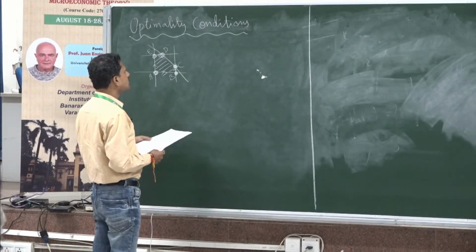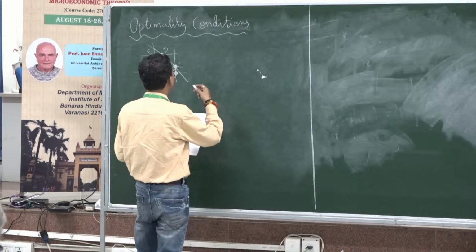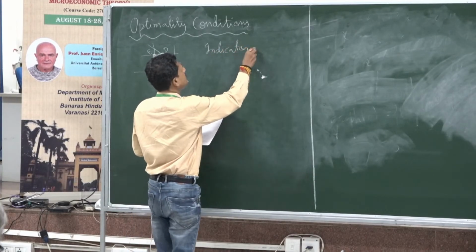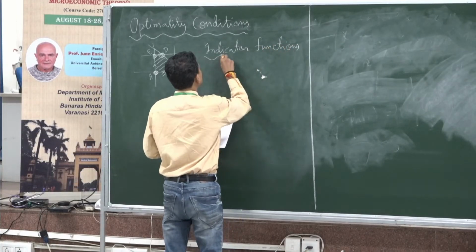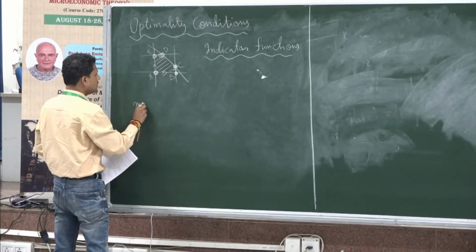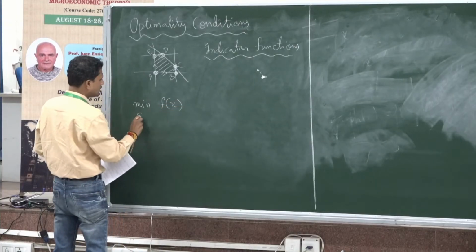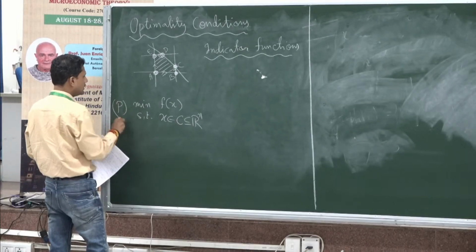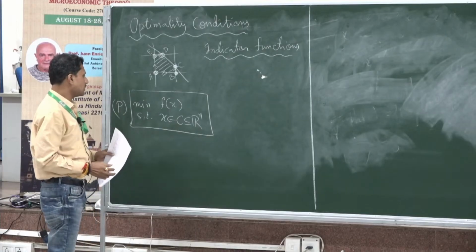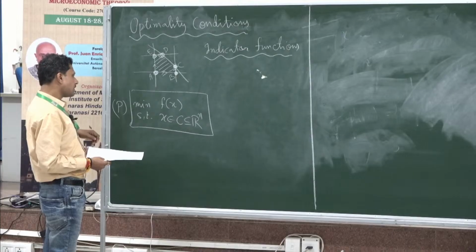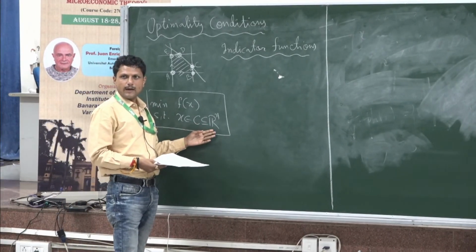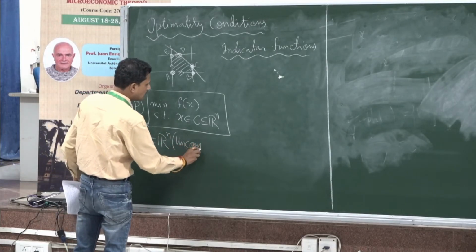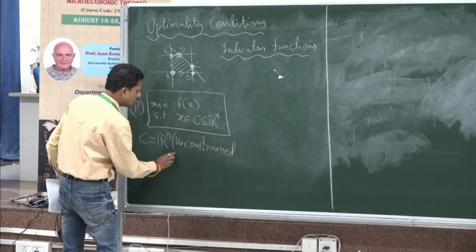One important thing that is used for having these optimality conditions is the indicator function. Basically we start with this minimization problem: minimize f of x subject to x in C, where C is a convex subset of R^n. Let us call it P. So this is a minimization problem. If this set C is R^n, then it is an unconstrained optimization problem. So if C is equal to R^n, then we talk about unconstrained optimization.